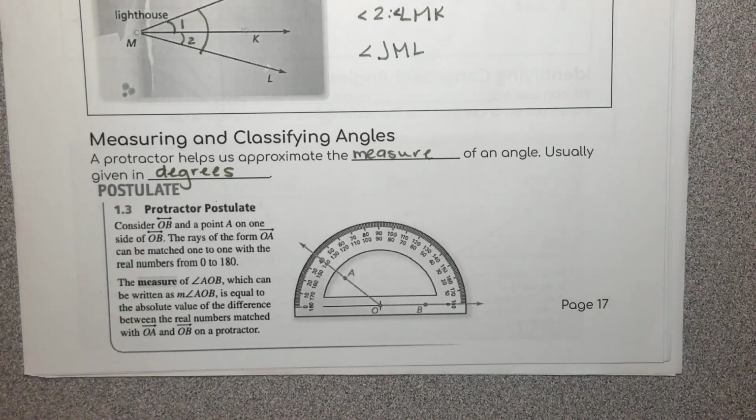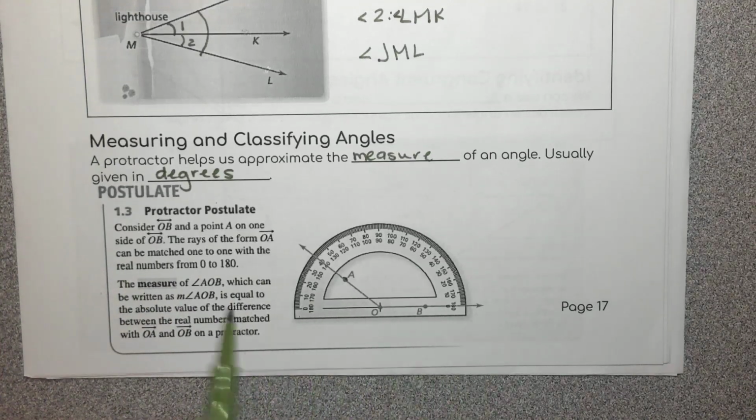Alright, so postulate 1.3 is the protractor postulate. It says, consider the line OB, so we're talking about this line on the bottom here, and point A on one side of OB. So here's A on the line coming off of OB. The rays that form OA can be matched 1-to-1 with real numbers from 0 to 180. So protractors go from 0 to 180, because 180 is a straight line, and you can count it either way. So you can count it up from the left, or you can count it up from the right.